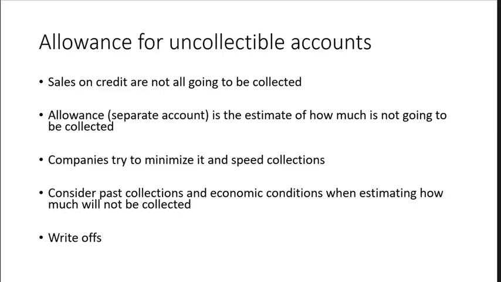We create a separate column on our worksheet, separate from accounts receivable. We don't want to use the same column as accounts receivable. We're going to use a separate column and call it allowance, or allowance for bad debts, or allowance for doubtful accounts. You'll see a lot of different terms, all of which should include the term allowance somewhere. And this is simply an estimate of how much is not going to be collected. And it is just that, an estimate.